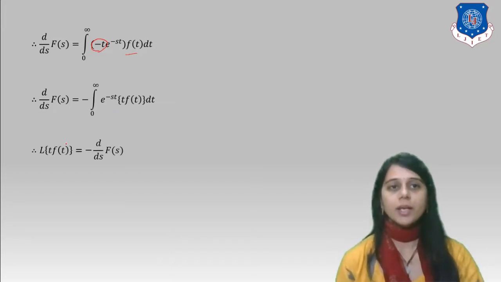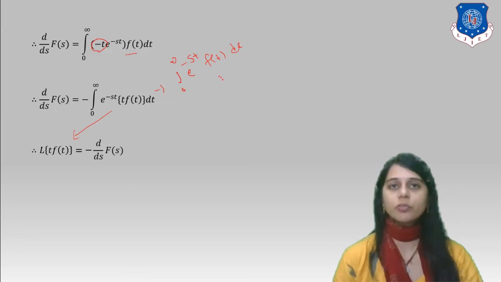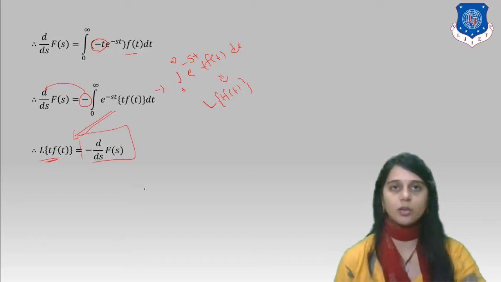So we write this as Laplace of t f of t. Why? Because it looks like the integral 0 to infinity e raised to minus st f of t dt, and this we write as Laplace of f of t. So if here there is t, then we write it as Laplace of t f of t. We take the minus sign to the left hand side, so we get on the right hand side minus d by ds f of s.